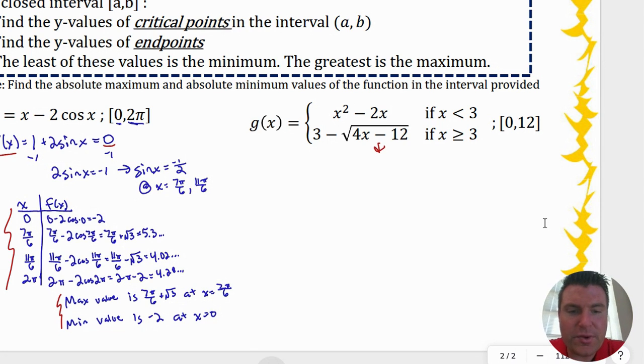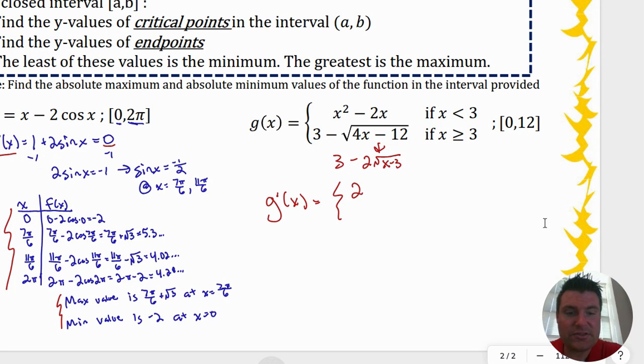I do real quick want to rewrite this bottom one. I think if I were to just take out a root 4, it would be just 2 root x minus 3. I think that's a little bit easier to work with, especially when we get to the derivative. Speaking of the derivative, let's go ahead and find the piecewise function's derivative.